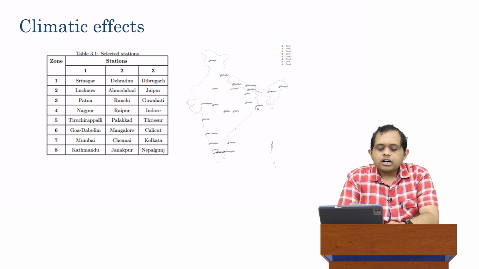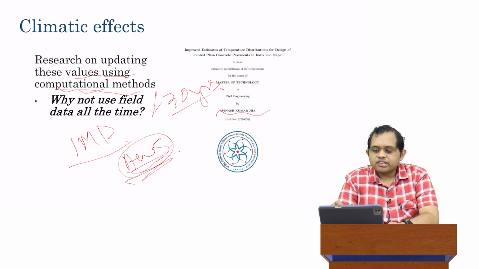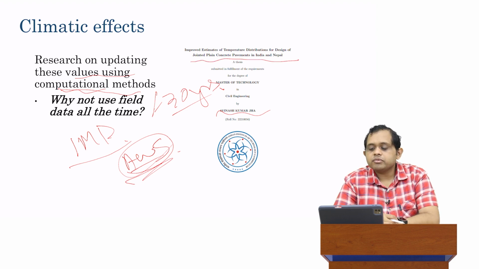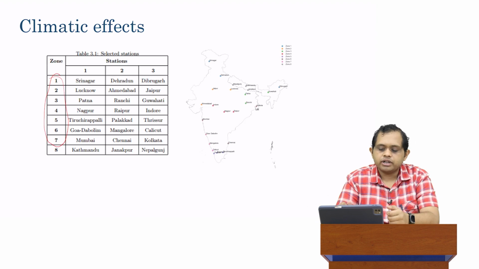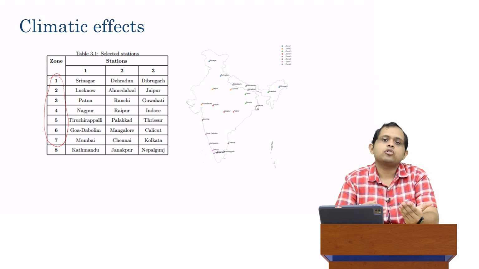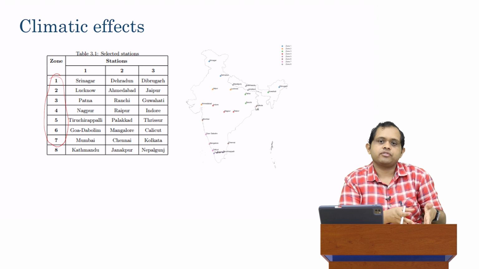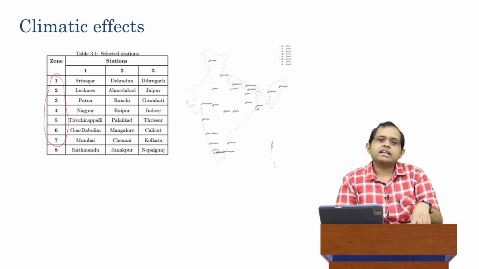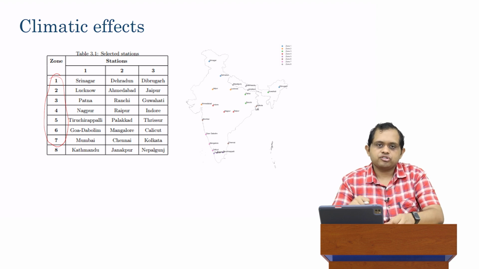We decided to start by just checking out these zones. By the way, the title of the student's thesis was Improved Estimates of Temperature Distribution for Design of JPCP Pavements in India and Nepal. The student was from Nepal, so he also wanted to include Nepal. Of course, this course is based on American and Indian standards, but you should know the Nepali standard also references IRC 58. Nepal tends to follow the IRC 58 standards, with slightly updated recommendations for temperature distributions instead.